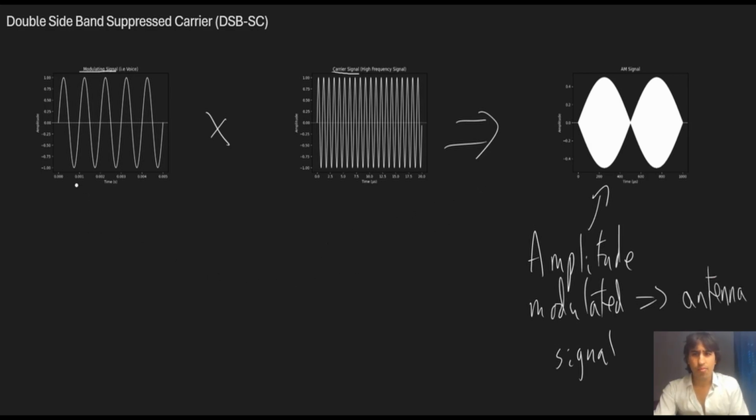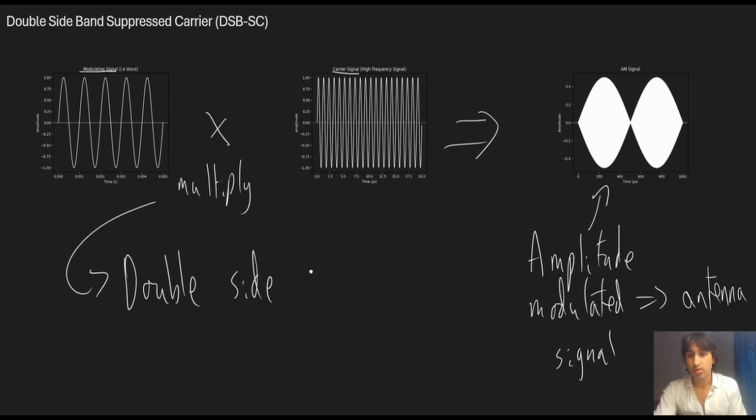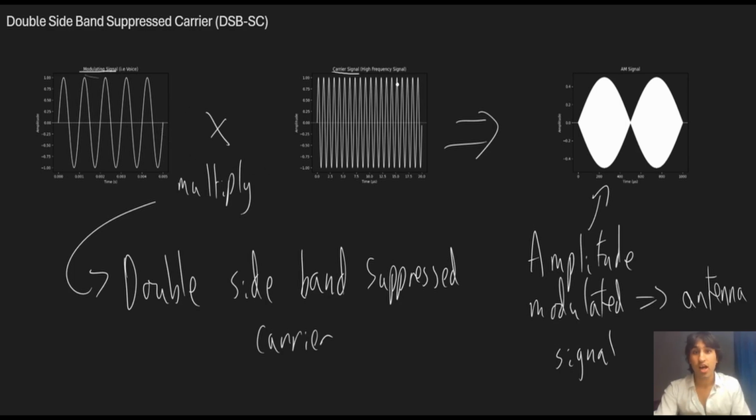Now, this type of amplitude modulation where we simply multiply is known as the double sideband suppressed carrier. So all double sideband suppressed carrier is just a multiplication between the modulating signal, say our voice, and the carrier signal, which is a high frequency signal that we choose the frequency of, and our output is the amplitude modulated signal, which is the double sideband suppressed carrier.